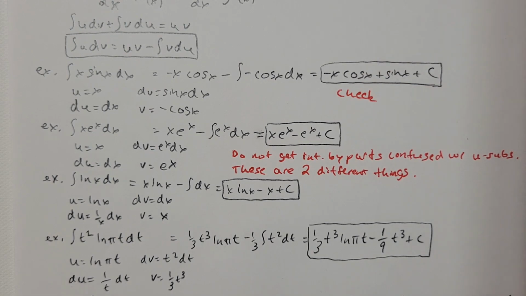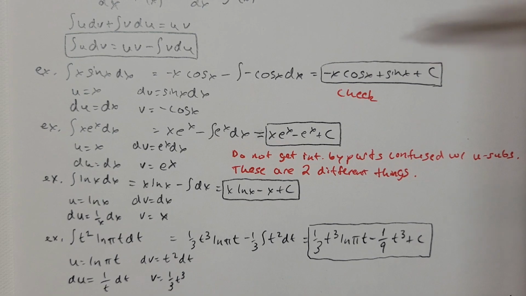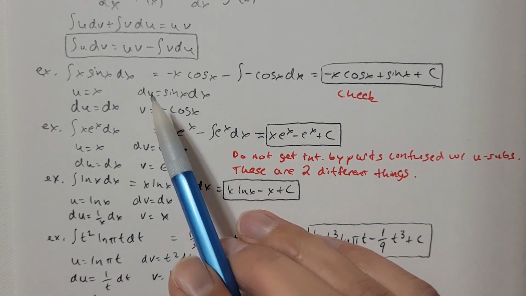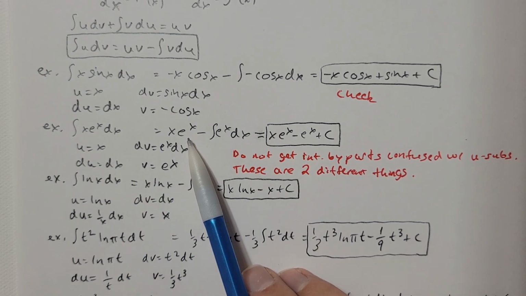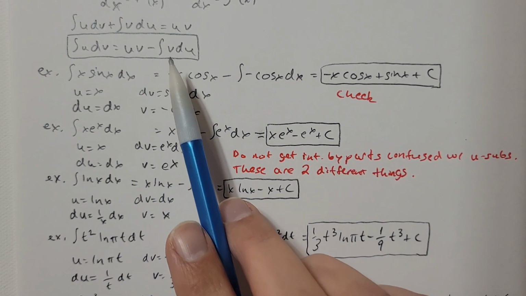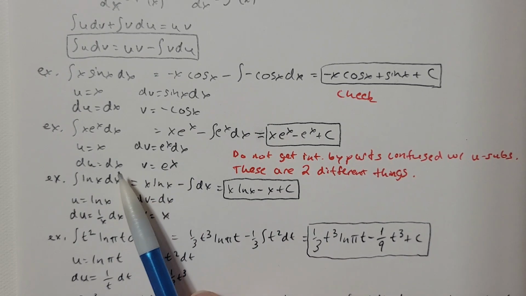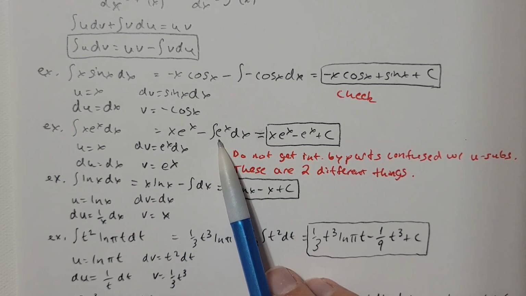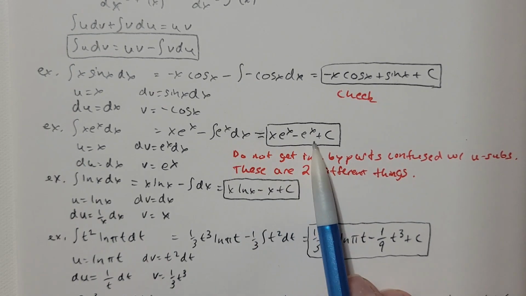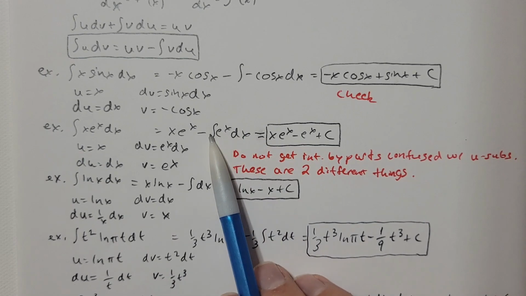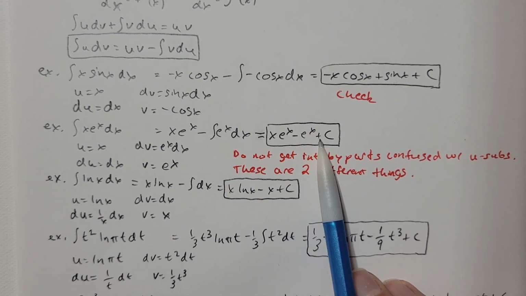Now sometimes you'll need integration by parts twice or 3 times, so keep that in mind also. So using this formula here, u times v, I got x times e to the x minus the integral of v du. So minus the integral of e to the x dx. The antiderivative of e to the x is itself, e to the x. And this is an indefinite integral, so I need a plus c at the end.